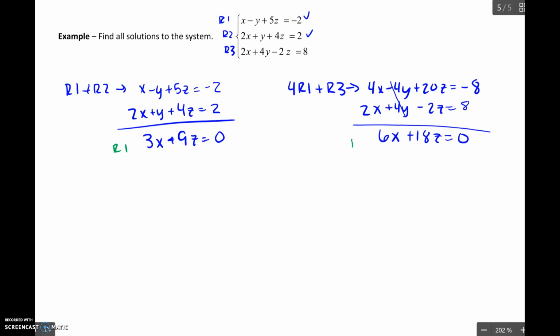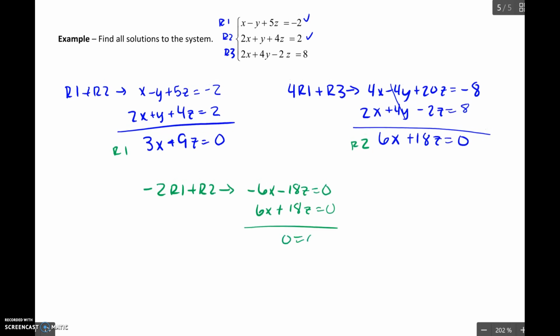Now you can eliminate either variable. I'm looking at them and it's the same line, right? So I'm going to do negative 2 row 1 plus row 2: negative 6x minus 18z equals 0, plus 6x plus 18z equals 0. I get 0 equals 0. True statement, right? So that means I have infinite solutions.